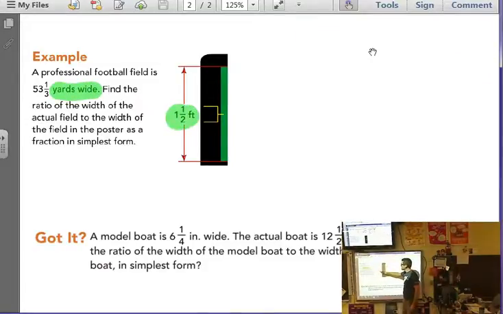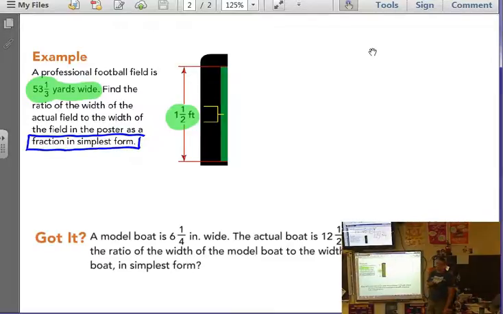They're mixed numbers, and the units are different. To make a ratio, and especially to make it in simplest form, remember a ratio is unitless if we're only talking about the numbers. Now you could put units in your ratio, but we would prefer to make the units match and just make our ratio unitless.